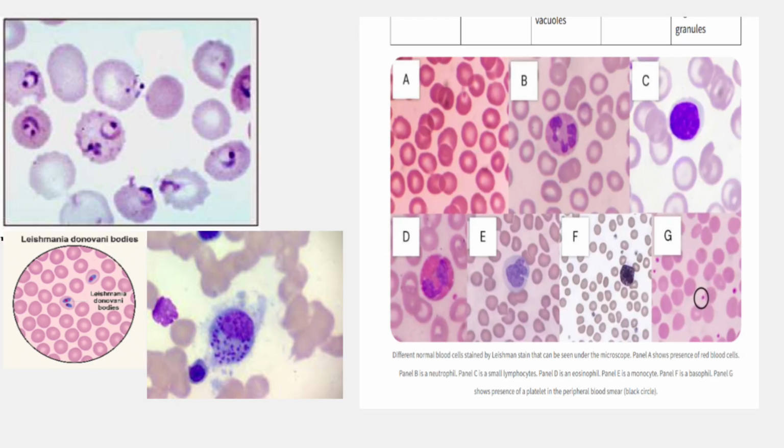In the first picture above, you can see the malaria parasites stained by Leishman stain. Below you can see the Leishmania donovani bodies or LD bodies, stained by the Leishman stain. And on the right side, we identify different types of cells. A is an RBC, B is a neutrophil, C shows the lymphocyte, D shows the eosinophil, E shows the monocyte, G shows the platelet. Panel F is the basophil.